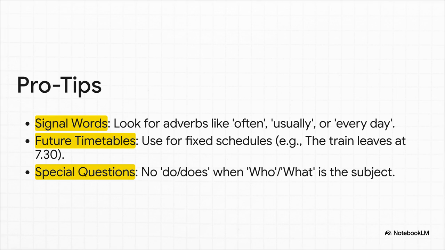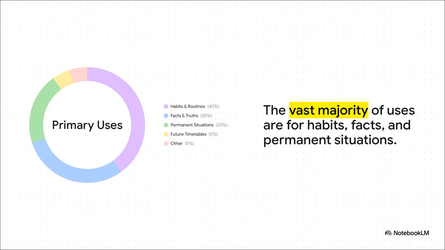And last but not least, a special little rule for questions. If who or what is the subject of the question, you actually don't need do or does. You just say, who lives in that flat? This chart really sums it all up nicely. As you can see, those big slices of the pie, the huge majority of the time you'll use this tense, are for your habits, facts, and permanent situations. If you can just lock in those three main uses, you've pretty much mastered this thing.